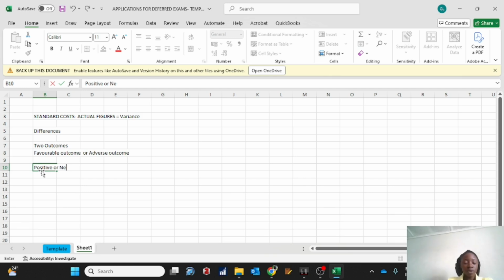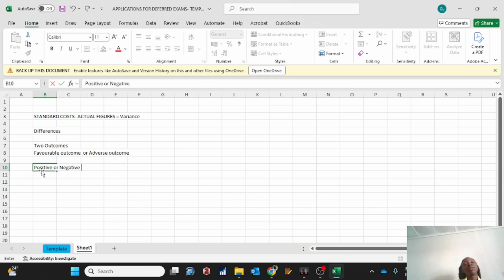So what we do here is we just compare the results, and if the actual figures are better than the budgeted figures, you have a favorable outcome. And if the standard figures or the budgeted figures are better than the actual figures, then you have an adverse variance. So a negative or positive does not mean, I would want to highlight this one as well.